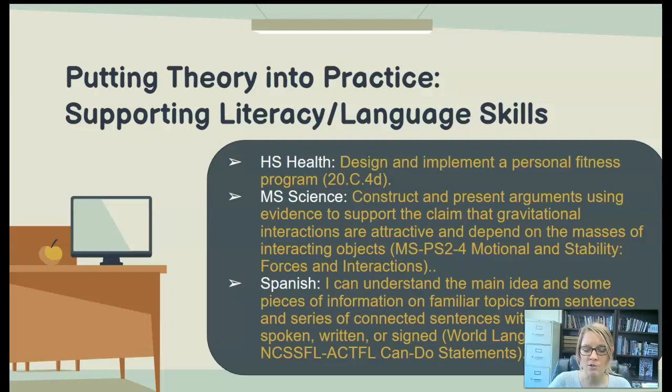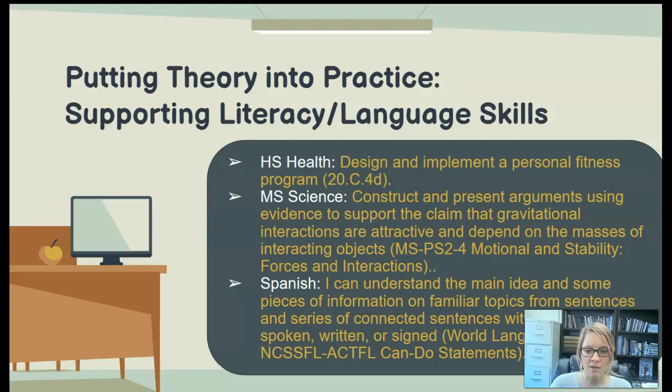So now I'm thinking about the language and literacy demands in order to do this. What are they going to have to be able to do when it comes to language and literacy? What are they going to need to read, write, talk about in order to be able to meet this? So the first thing that I'm thinking about here is that if I'm going to design and implement a personal fitness program, I need to know what this looks like, and how do I even create something like this?